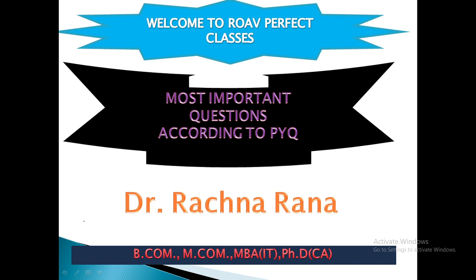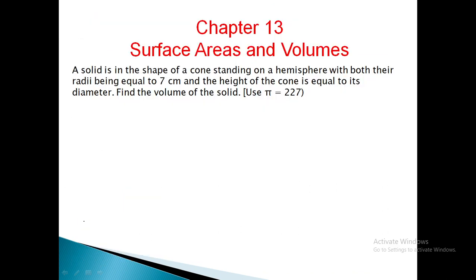Today in this video, I will discuss the most important questions of the chapter Surface Areas and Volumes. Now, the first important question is: a solid is in the shape of a cone standing on a hemisphere with both their radii being equal to 7 cm and the height of the cone is equal to its diameter. Find the volume of the solid.